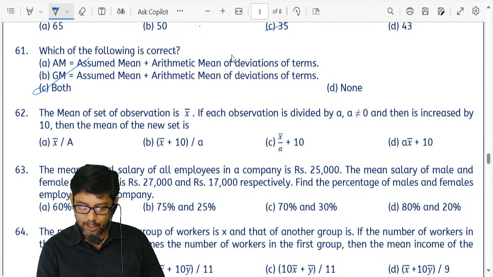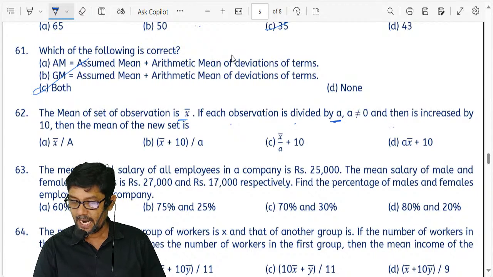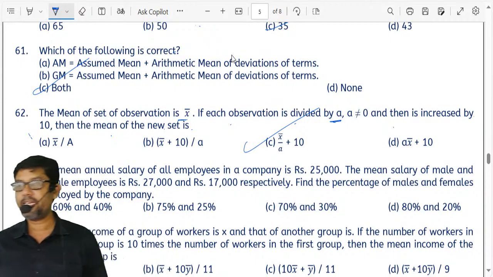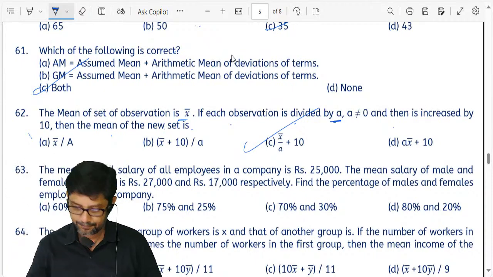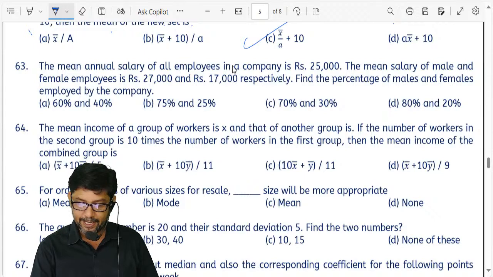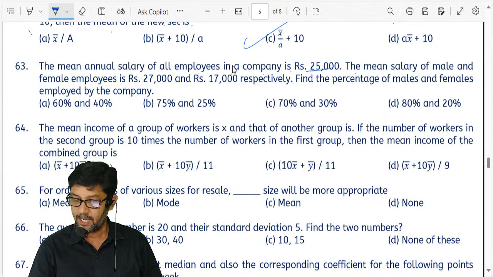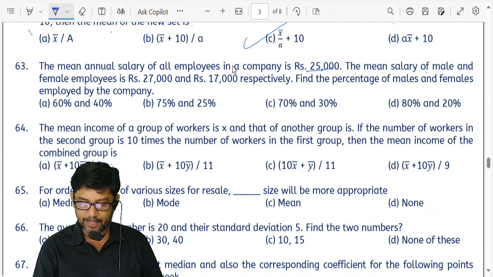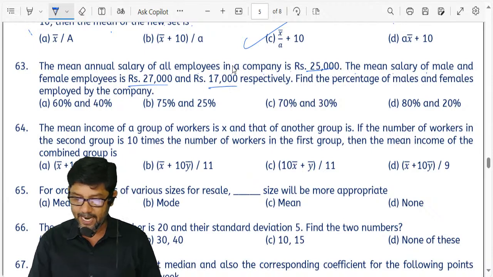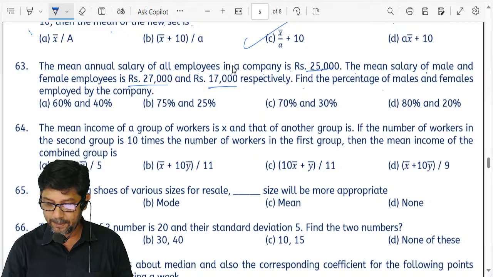Now, the mean of a set of observations is x bar. If each observation is divided by a and then increased by 10, then the mean of the new set is what? X bar by a plus 10. Next, the mean annual salary of all employees in a company is 25,000 rupees. The mean salary of male and female employees is 27,000 rupees and 17,000 rupees. What is the percentage of male and female employed in the company?